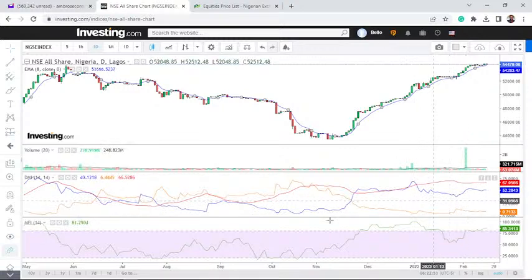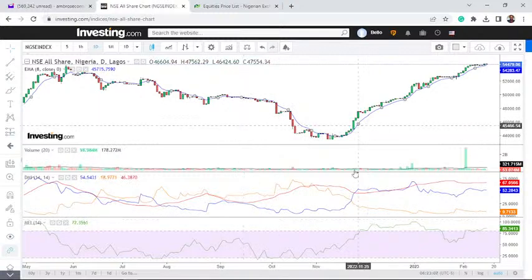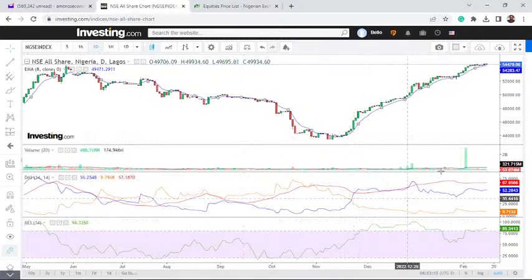And also, since this blue line crossed the red line from here and remained up, the market has remained up. You can also see that when there's a reversal here, when the red line crossed over here, the market was down. You can see how the market is performing now, all this time since the month of November. These are what will guide you.